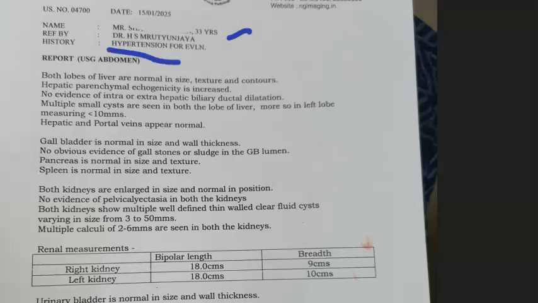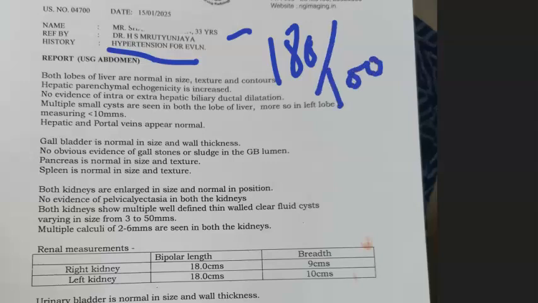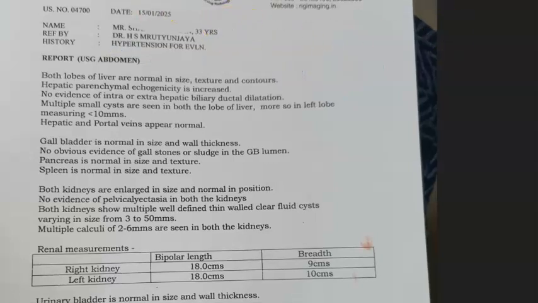What has he come with? Hypertension for evaluation. His blood pressure is 180 by 100. And he gives a history that his mother is on dialysis. So she has some kidney issue. When the ultrasound abdomen of this person was done, you can see that the liver also has some small cysts. Gallbladder, pancreas, spleen, no issue.